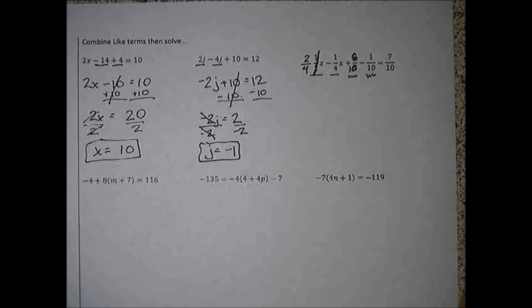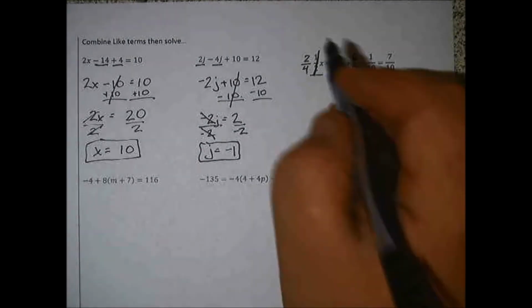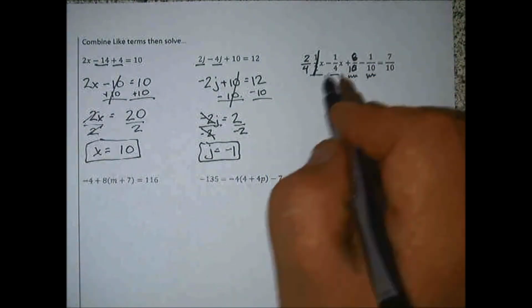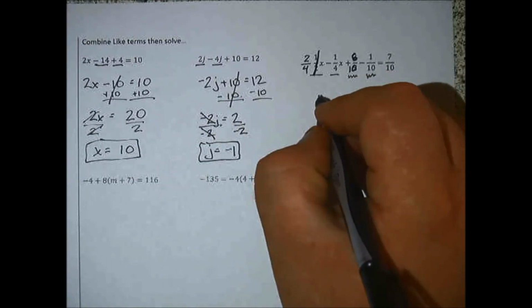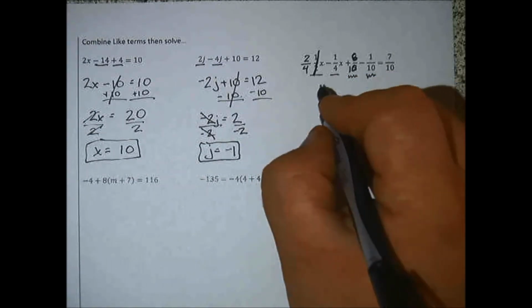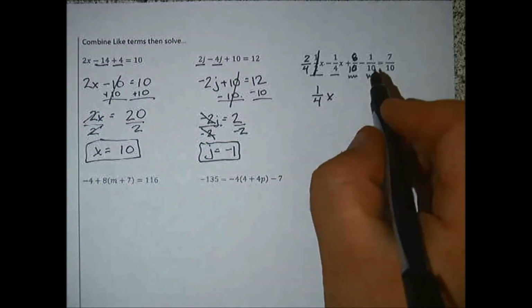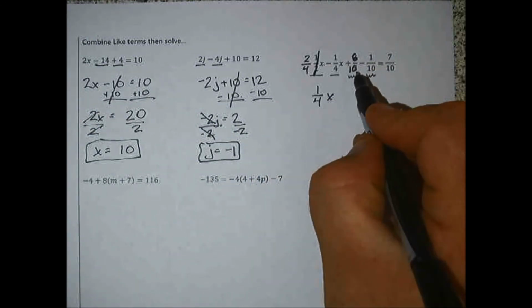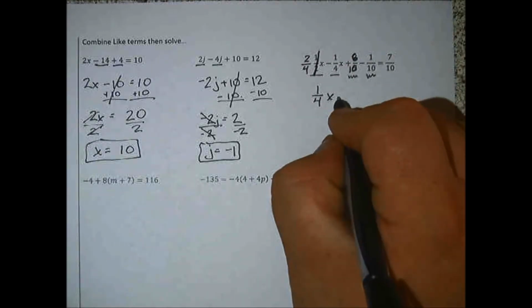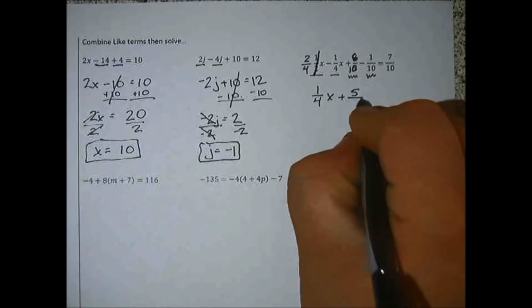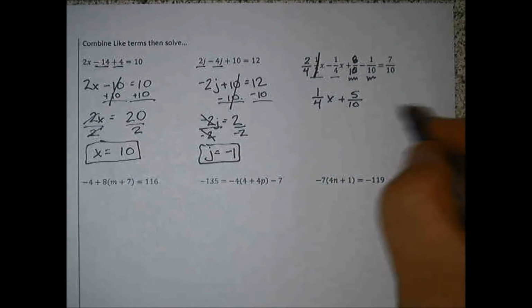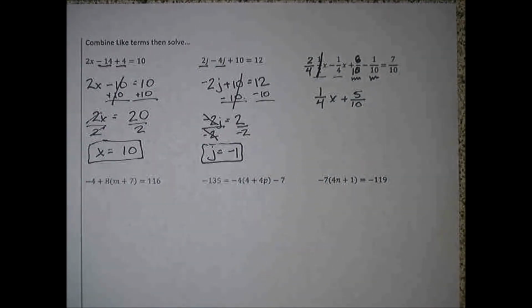And I just turned that into a 2/4 earlier. So that's 2/4 x minus 1/4 x. 2/4 minus 1/4 leaves us with 1/4. So 1/4 x, 6/10 minus 1/10 is plus 5/10. You might say, hey, Mr. Gall, why don't you write that as a half? That's the same thing. Okay, you're right.